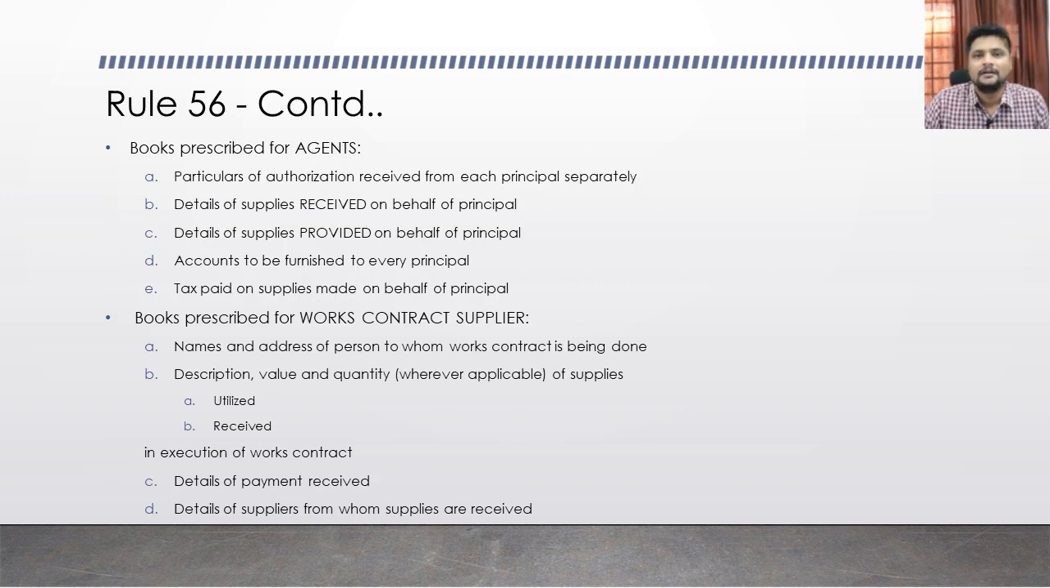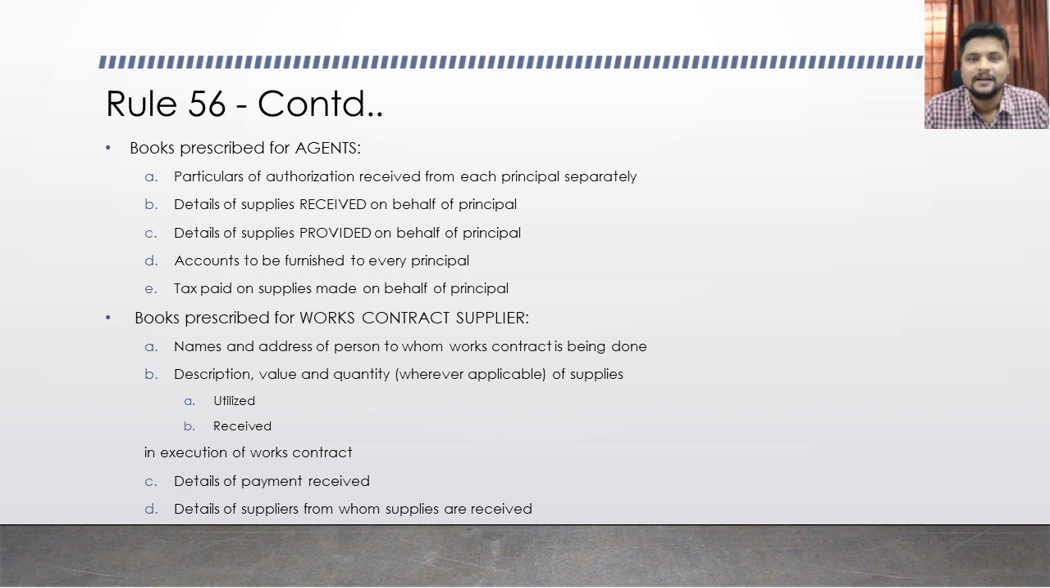Okay, then there are some additional topics or concepts which we are going to discuss now. These are specific types of books that are prescribed to be maintained by an agent. An agent is someone who works on behalf of some other person, who is called a principal. If a person is transacting on behalf of another person, the person who actually works is called an agent, and the person on behalf of whom the work is being done is called a principal. So what are the books of accounts specifically prescribed for an agent?